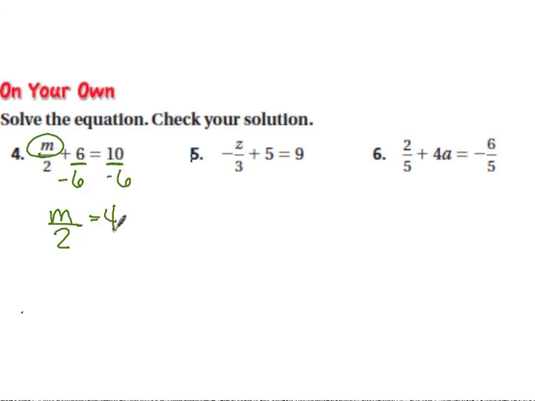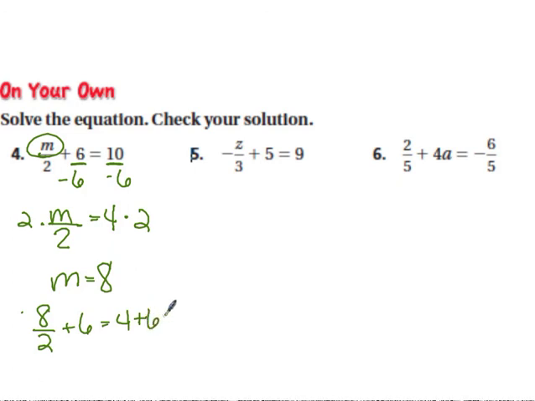And here we are at our one-step equation. And m divided by 2, to undo division, we must multiply. M equals 8. Check our work. 8 divided by 2 plus 6. Well, 8 divided by 2 is 4. And 4 plus 6 does equal 10.